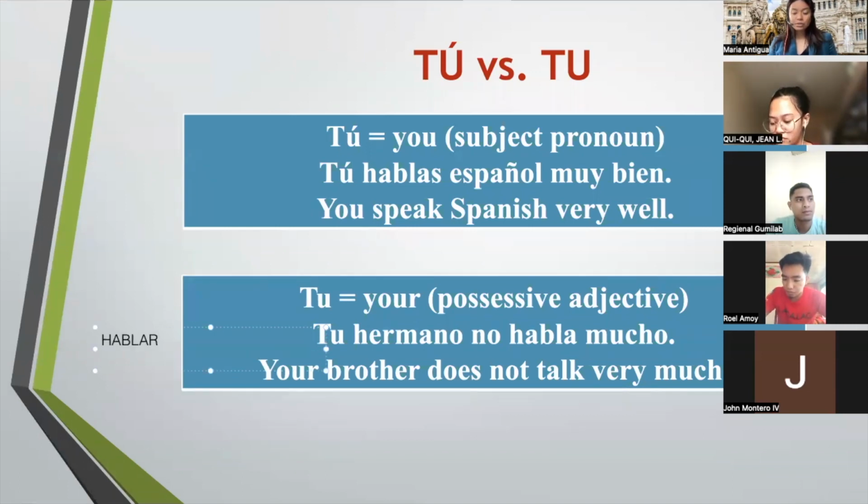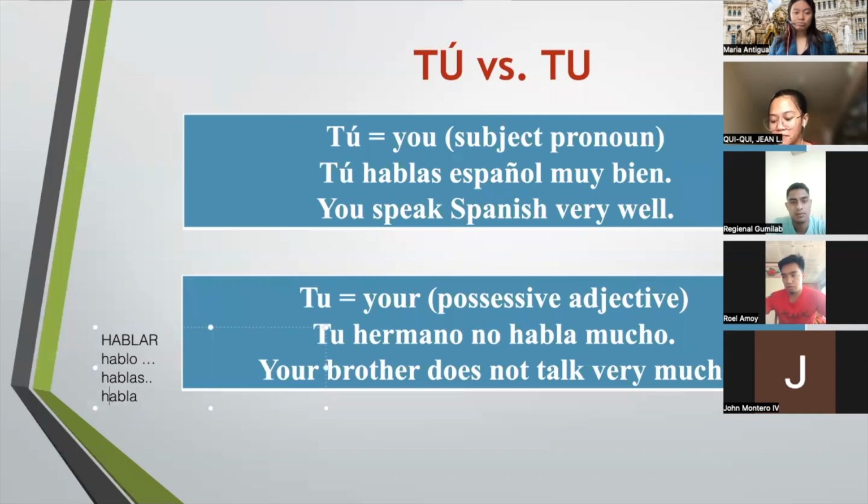And you are familiar with that when you say hablo español. And ¿qué idiomas hablas? You remember? ¿Qué idiomas hablas? When you ask other people what languages they speak. So now, when you are using hablar in the third person, yung pinag-uusapan ninyo, no, it becomes habla.